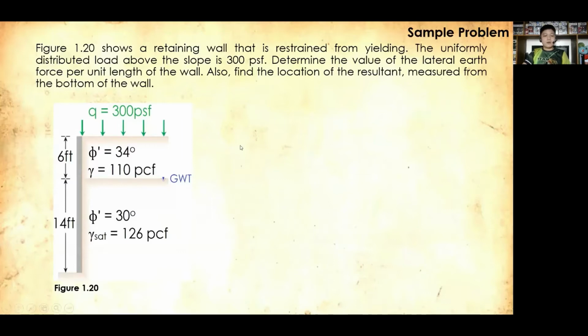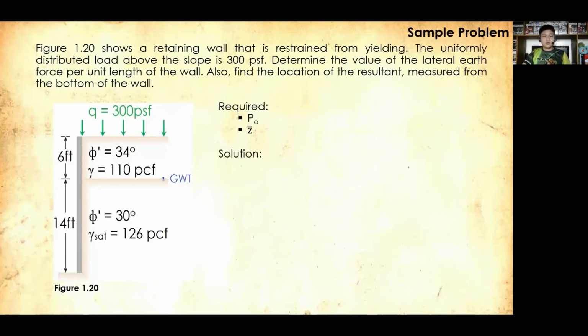Okay, so for this problem, we need to determine the different values of KO, again due to the different values of our phi prime. Because for our first layer, phi prime is 34 degrees, while for the second layer, phi prime is 30 degrees. So for our requirements, they are PO, again, our resultant force, and Z bar, the location.